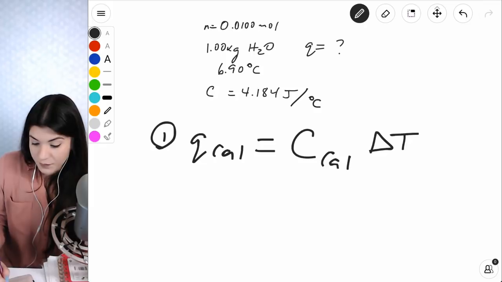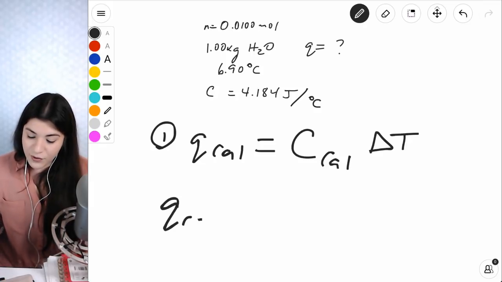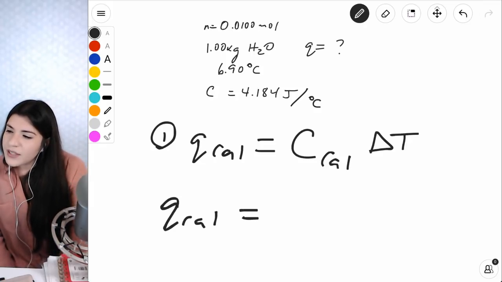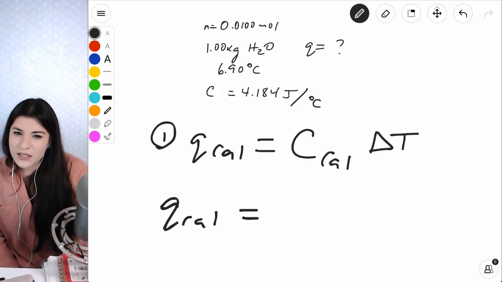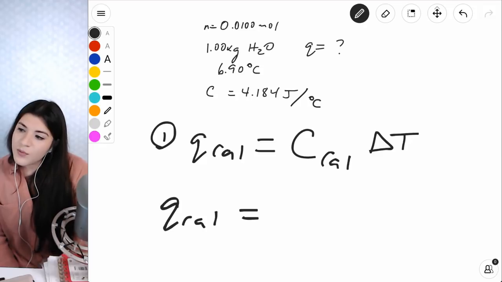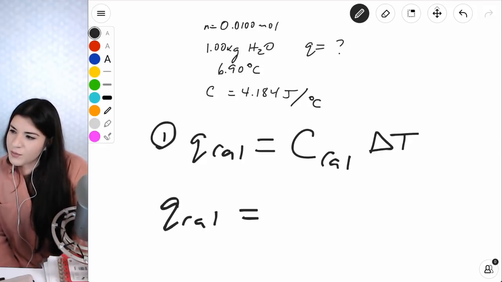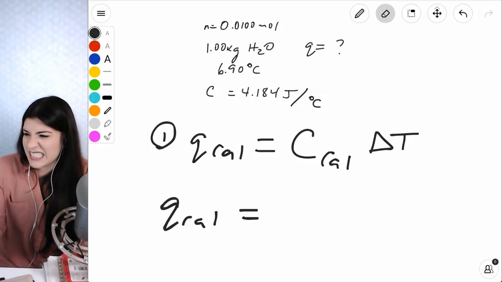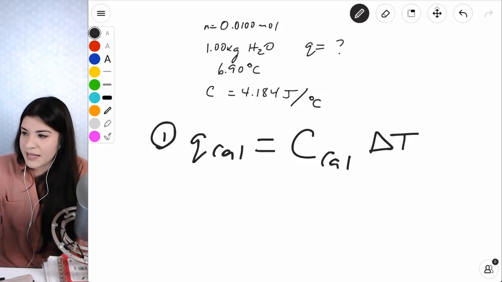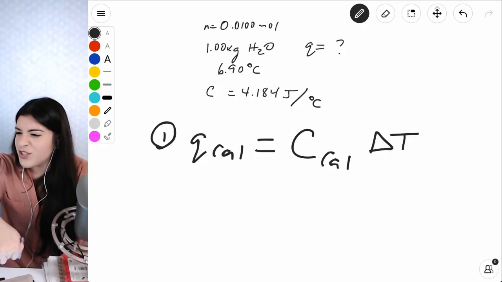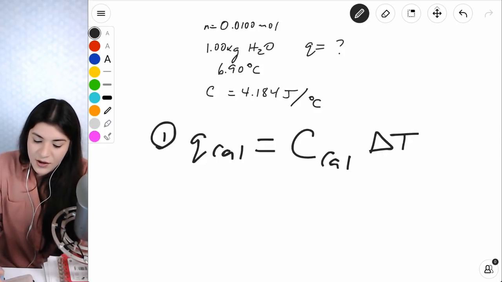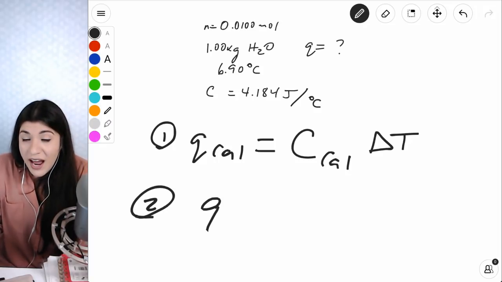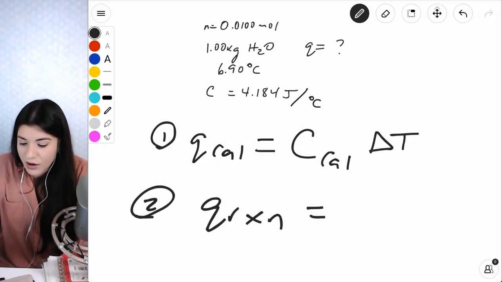I'm just going to plug in for right now. What I'm looking at, just because it's a little bit mixed, is that Q of our reaction is equal to the negative Q of our calorimeter. However, it's not asking for the calorimeter. What I'm debating, just because it did state bomb calorimeter, is that it doesn't give me anything on the calorimeter, which is strange. So Q of our reaction is equal to the negative Q of our calorimeter.